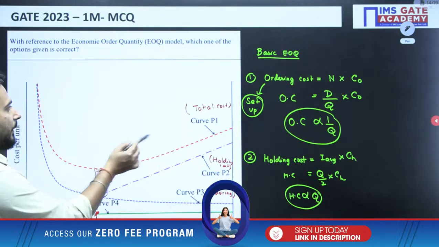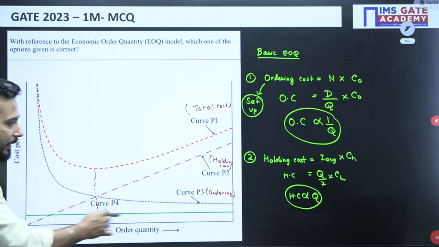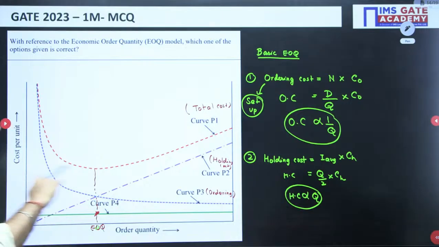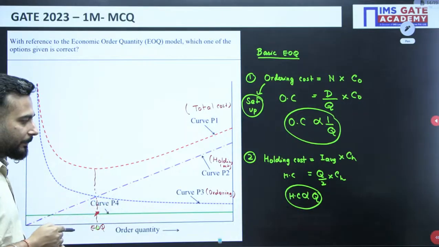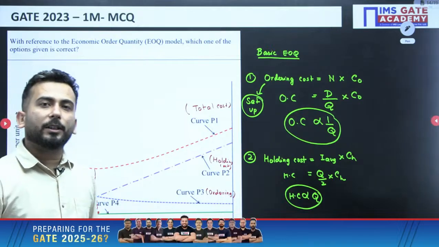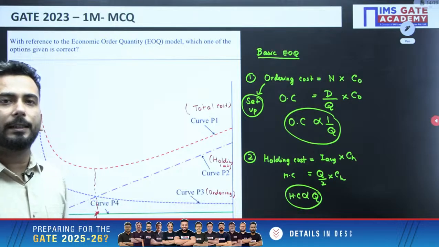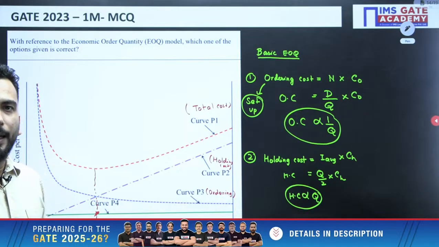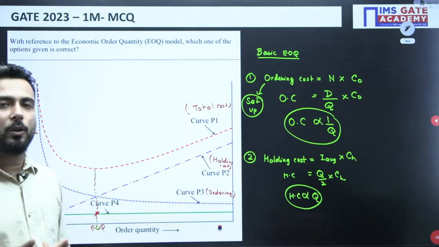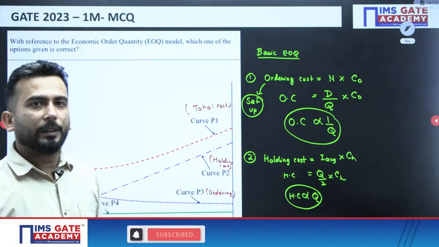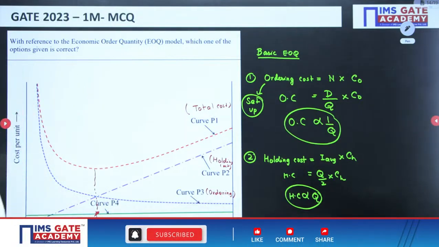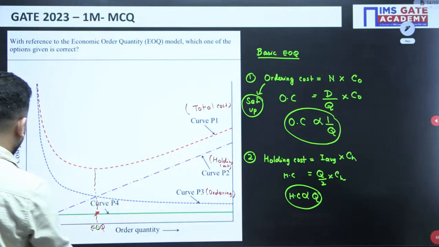So this curve P1 is the total, and this curve, the green color curve which is horizontal, is the production cost. That means it is not dependent on the quantity that you are ordering. That cost is independent of the quantity that we are ordering. So that is the production cost.